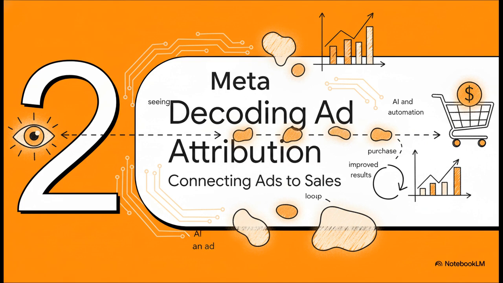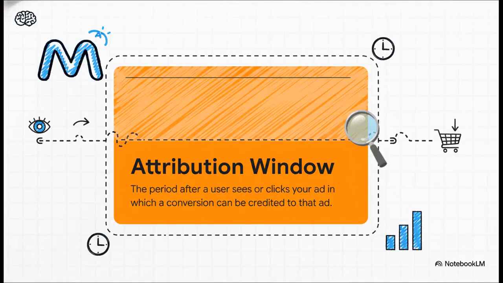See, to get out of the dark, we have to get our heads around how Meta even connects the dots. How do they link someone seeing your ad to them actually buying something? Honestly, this concept is the bedrock for everything else we're going to talk about. So the key idea here is what's called an attribution window. The best way to think about it is like a trail of digital breadcrumbs. It's the specific window of time Meta uses to say, okay, this sale happened because of that ad. If the purchase falls within that specific time frame, boom, your ad gets the credit. It's really that straightforward, in theory.